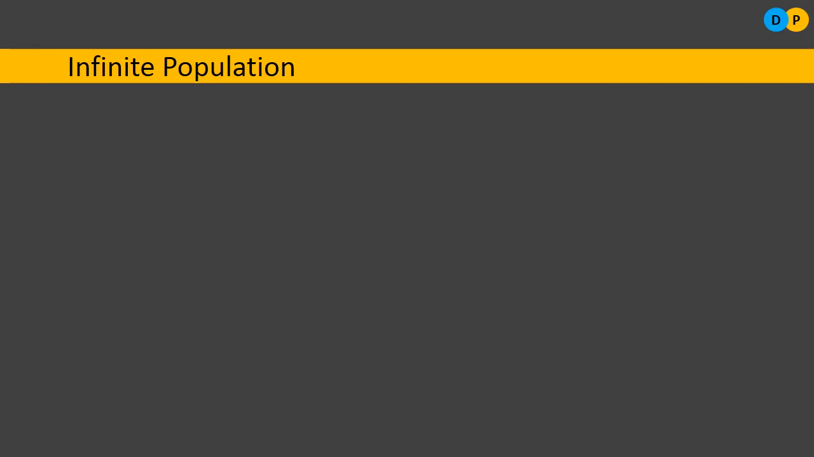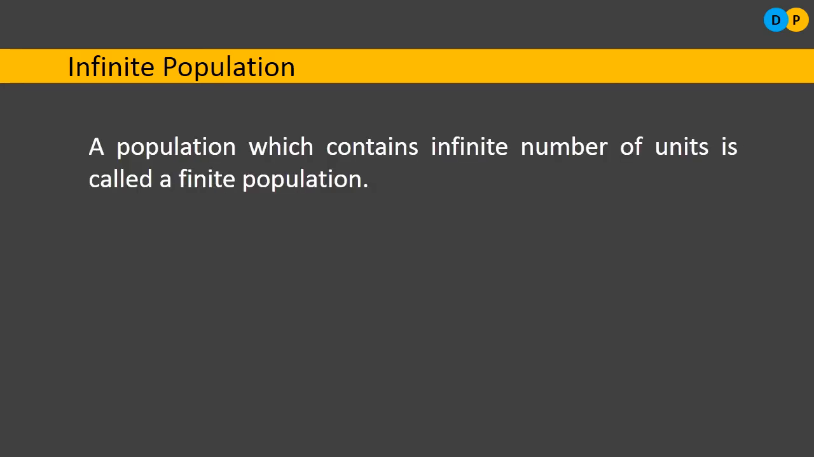Next, infinite population. So what is an infinite population? Let us say I want to study stars. Is it possible for me to study each and every star in the universe? No, isn't it? There are too many stars. I don't know the exact number of stars in the universe. So whenever your population has infinite units which you cannot count or measure, such a population is referred as infinite population. A population which contains an infinite number of units is called an infinite population.